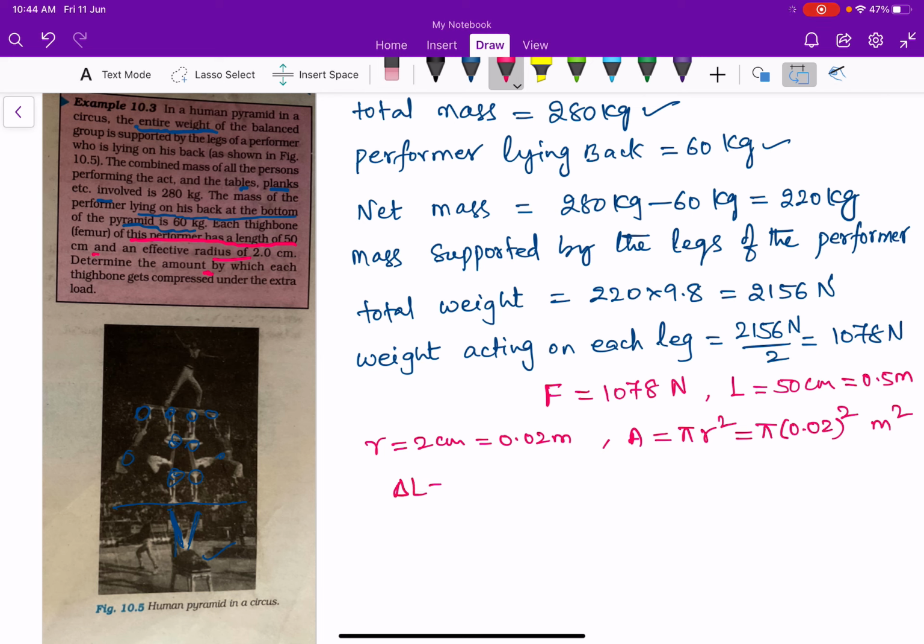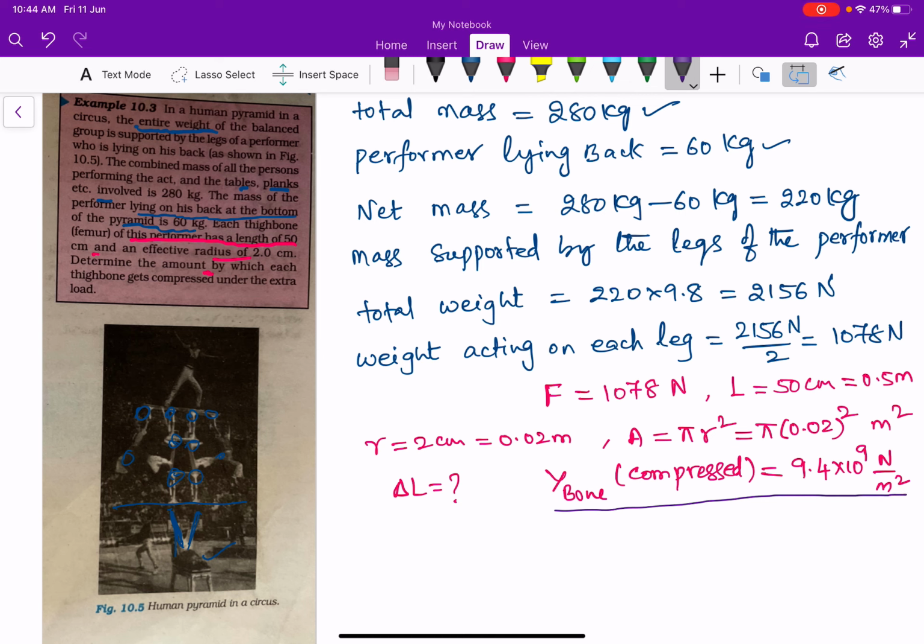What is delta L here? We know the Young's modulus of bone when it is compressed, which we have seen in the Young's modulus table, is 9.4 into 10 to the power of 9 newton per meter squared. So here we know the F value, length, area and Young's modulus. The unknown is delta L, which we need to find.